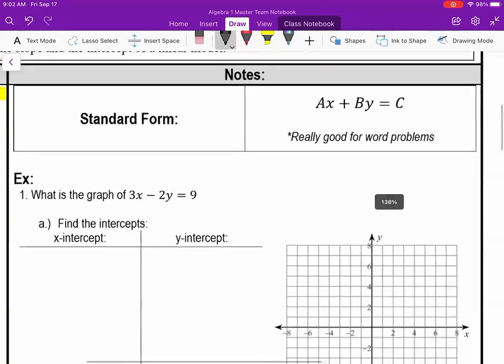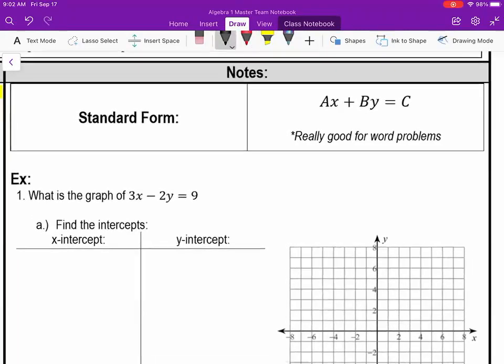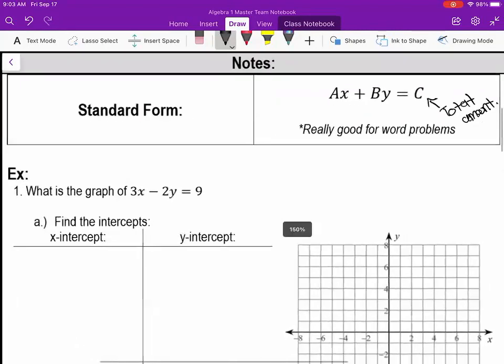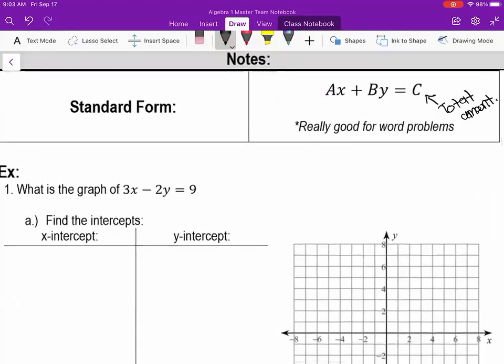Now, the standard form, unfortunately, doesn't give us much in terms of graphing, but it is really good to set up word problems. The only thing that it does give us is the C, which is the constant, and is usually the total amount of something. Other than that, not much use for that form.